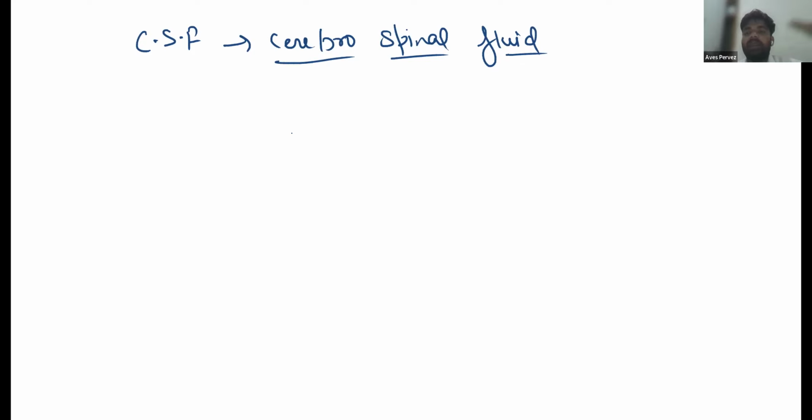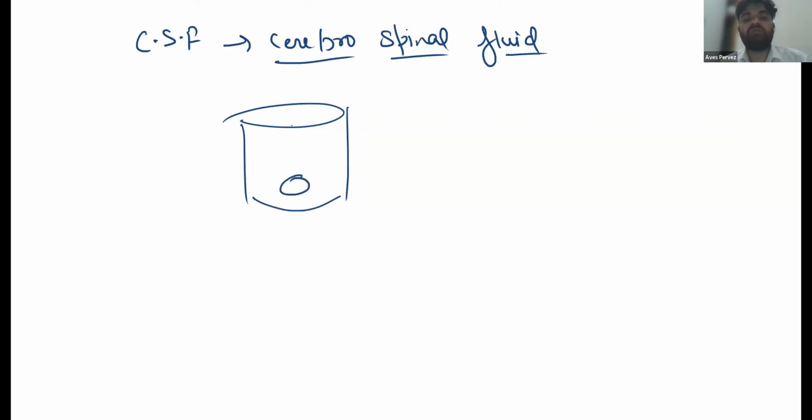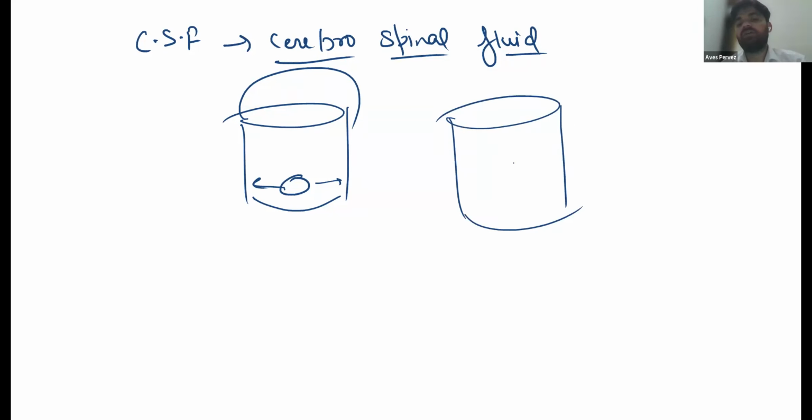There is a brain, and between the brain and the skull this cerebrospinal fluid is present. So what would happen? It helps the brain not to come in direct contact with the wall of the skull. Just imagine that this is a bucket and you place a coin in it. If you pull this bucket this way, this coin will start sticking to the wall. But imagine this bucket is filled with water.